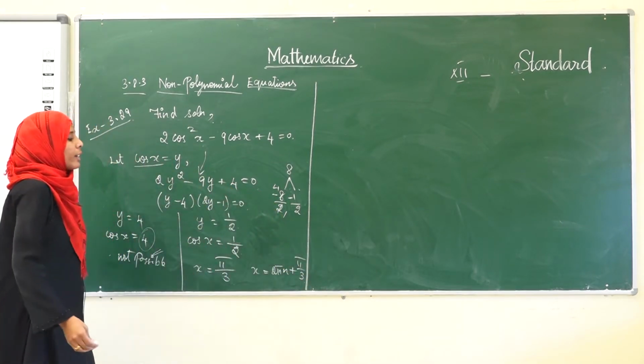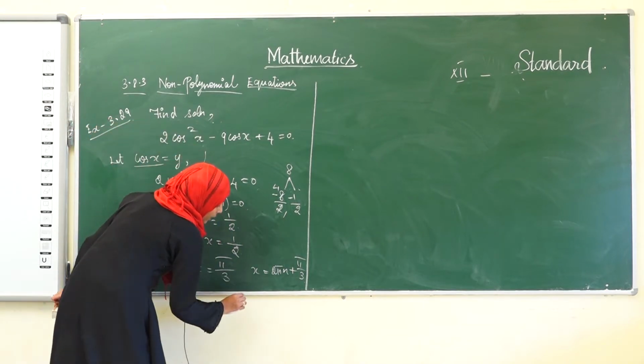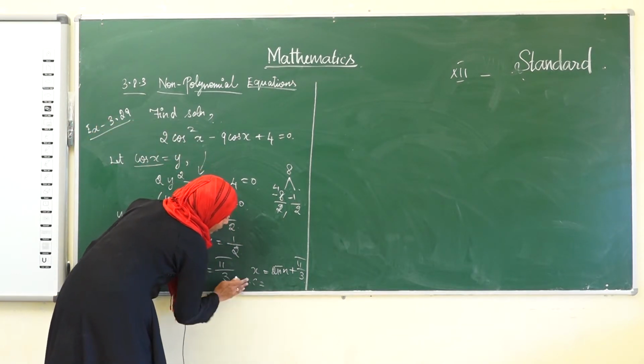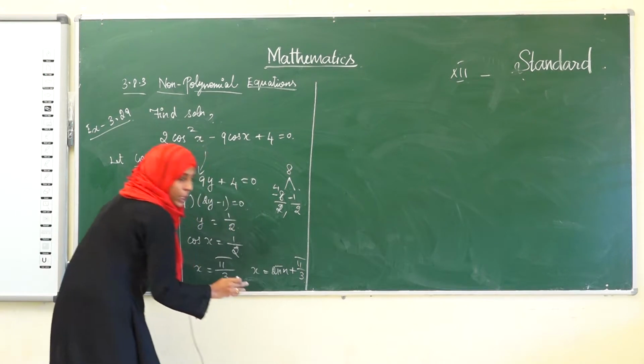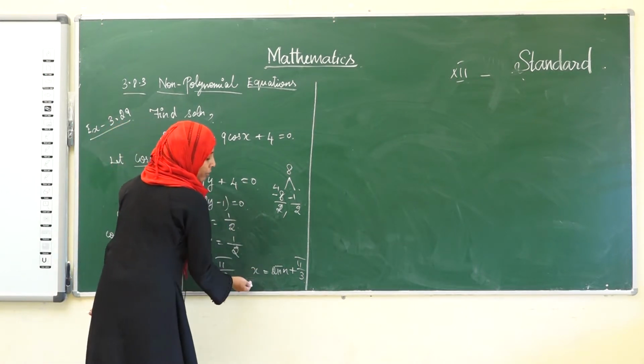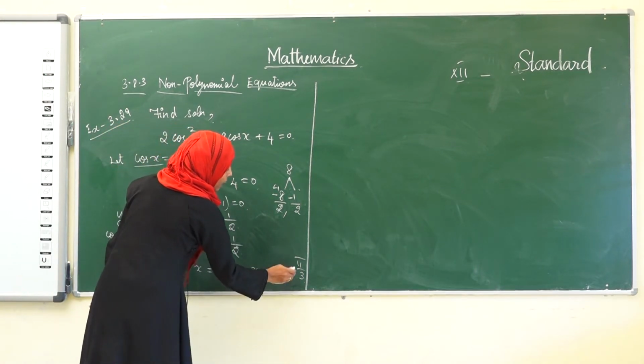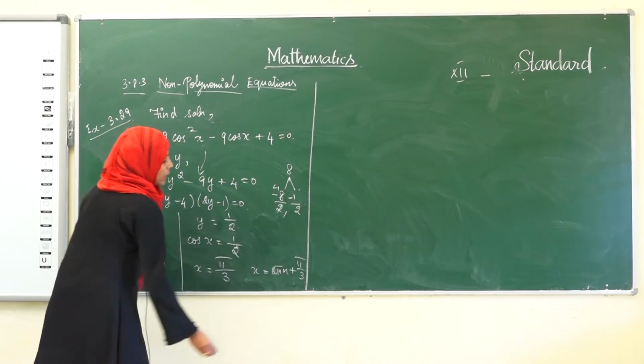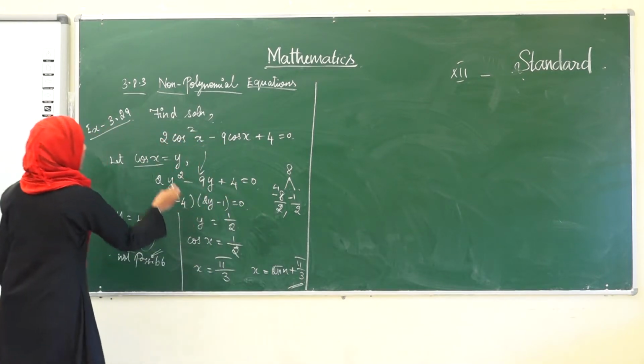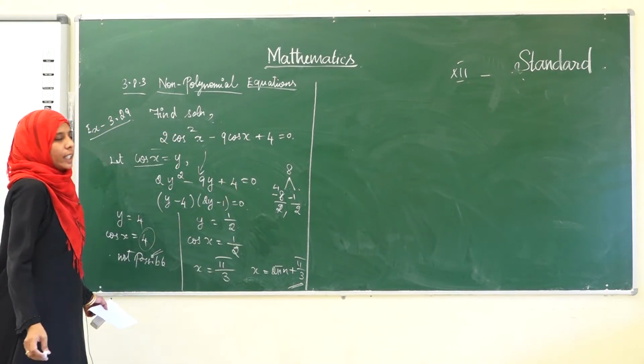For all values of n belonging to integers, the value of x will be 2 pi n plus pi by 3. This is the only solution of the equation that has been given.